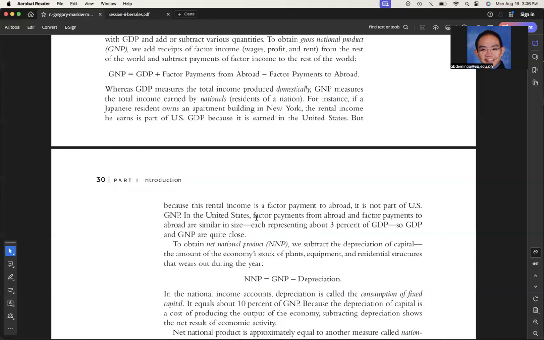Of course, from the point of view of Japan, that is a factor payment from abroad. So that movement of that rental income, while it's a minus in the United States, is going to be a plus in Japan. So the Japanese GNP will go up by that amount.